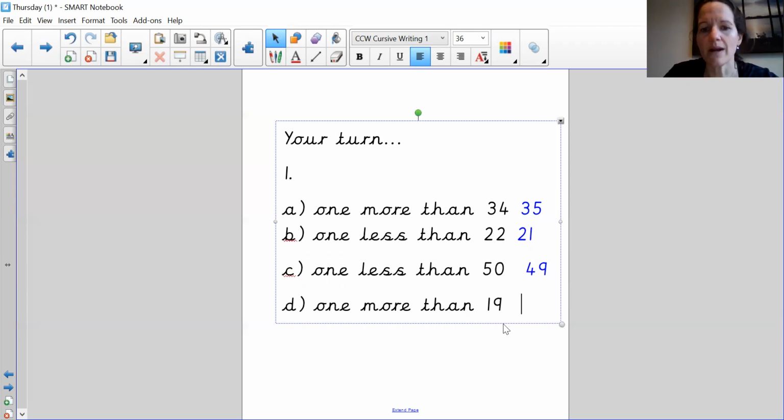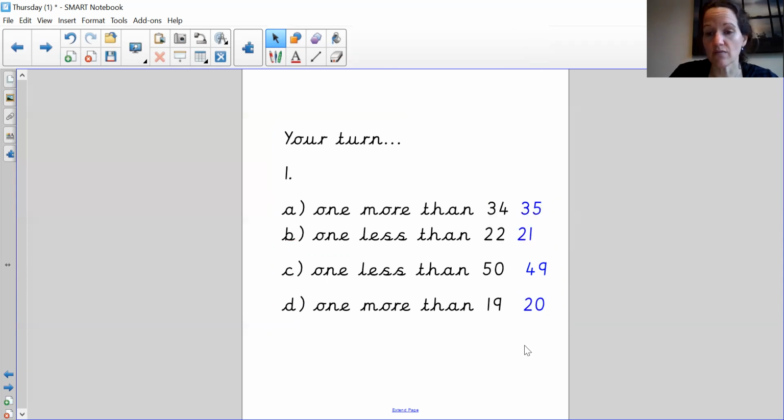And the last one, 1 more than 19. Well done if you said 20. Perfect. So give yourself ticks. If you got it wrong, then just write the correct answer next to it, okay?